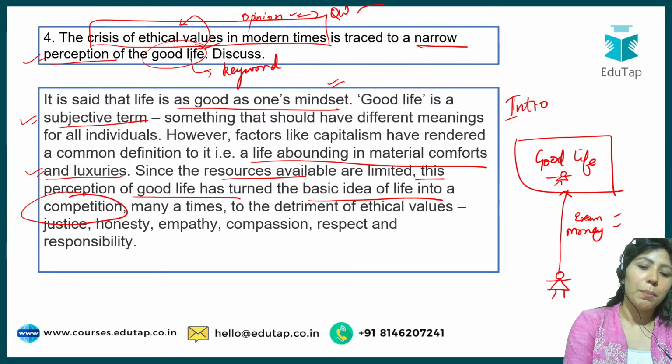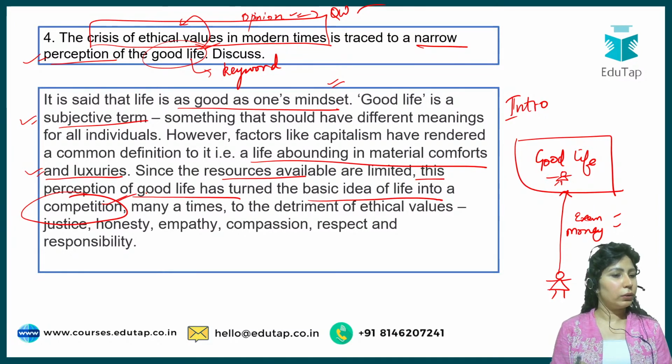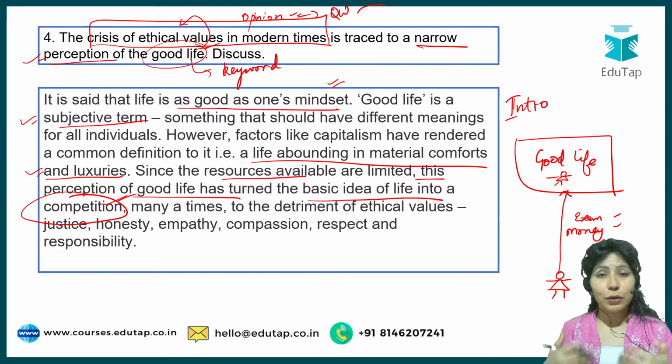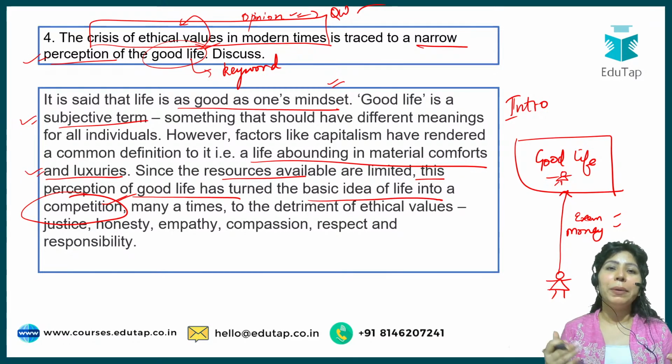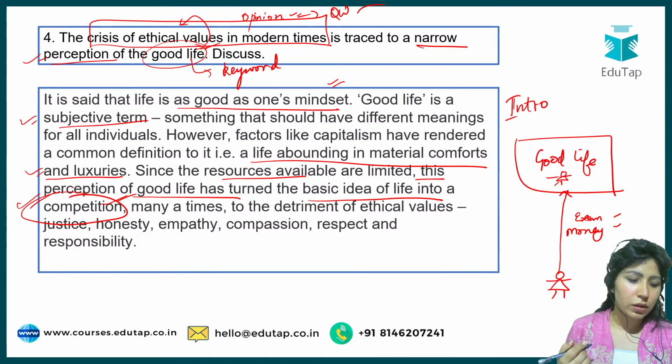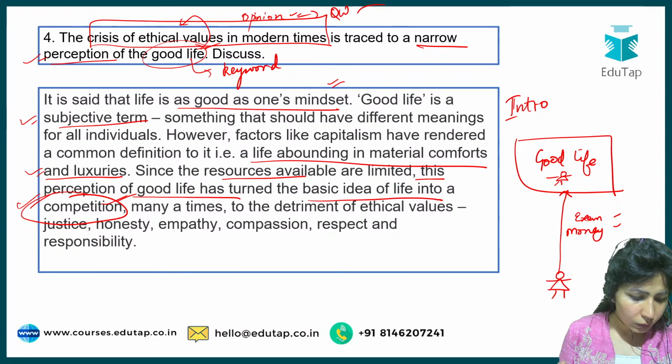into a competition. When you know that there is just one cake available in the room and there are 50 people to eat, and if you want that cake, what you do is you compete to get to the first place, to get that slice of cake for yourself. So life is turning into a competition because of this narrow perception.